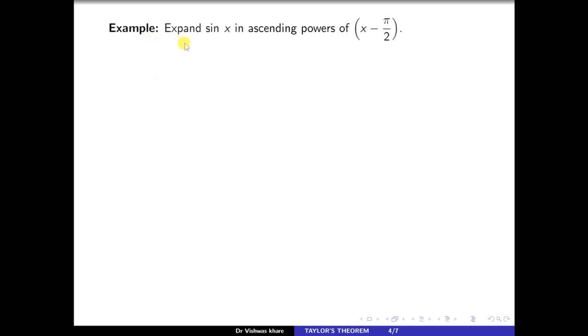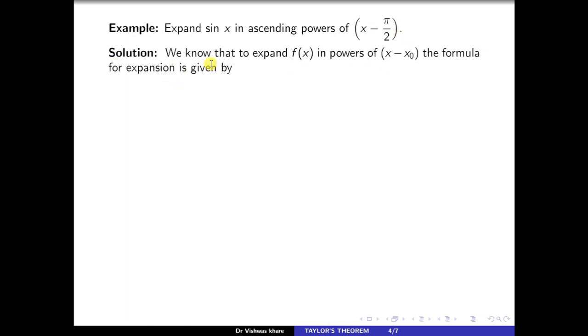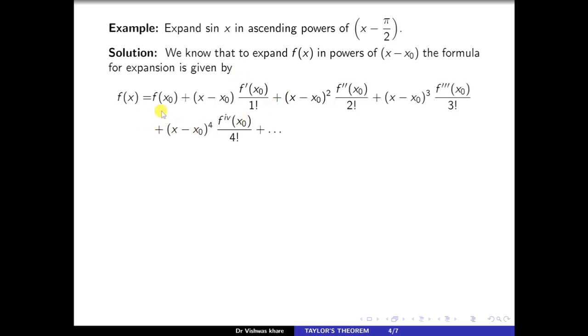Now let us see this example. Expand sin x in ascending powers of x minus pi by 2. Let us see the solution. We know that to expand f(x) in powers of x minus x₀, the formula for expansion is given by f(x) is equal to f(x₀) plus (x minus x₀) f'(x₀) divided by factorial 1 plus (x minus x₀) squared f''(x₀) divided by factorial 2 plus (x minus x₀) cubed f'''(x₀) divided by factorial 3 plus (x minus x₀) to the power 4 f⁴(x₀) divided by factorial 4.